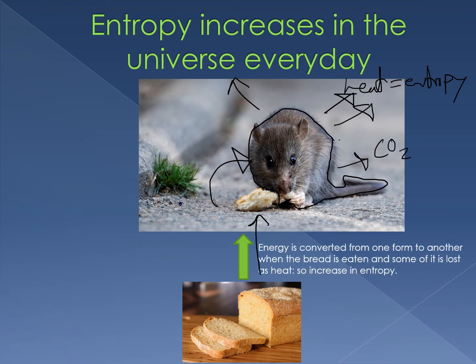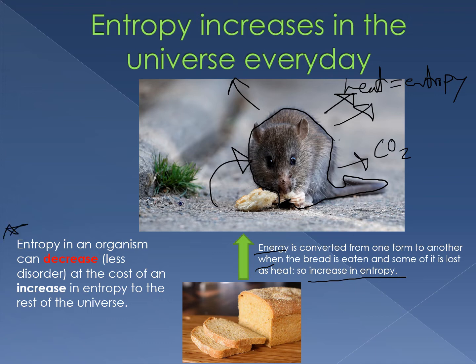So a couple of notes to myself, because this is more of a physics topic, so sometimes I add some notes to make sure I didn't forget anything. Energy is converted from one form to another. For example, when the bread is eaten and some of it is lost as heat, this is an increase in entropy. And also the mouse used some of the energy in the bread to do work, the kinds of work that keep it alive, like active transport, cell replacement, tissue repair, etc.